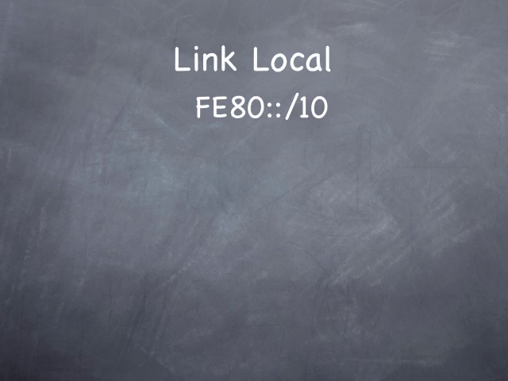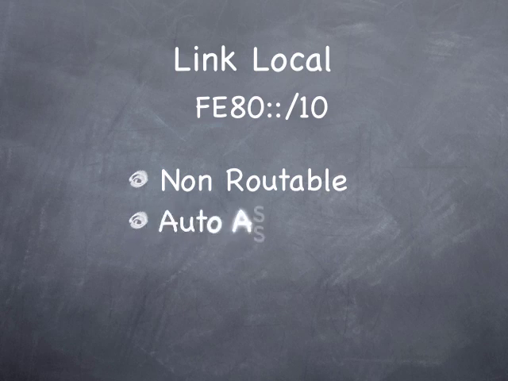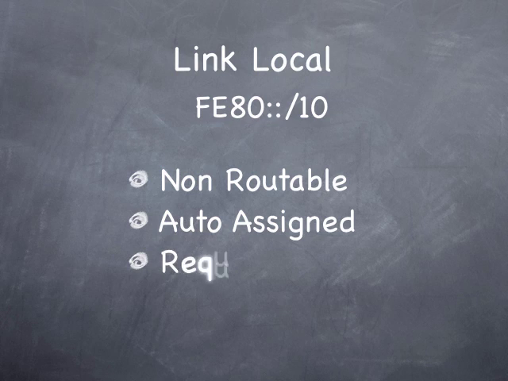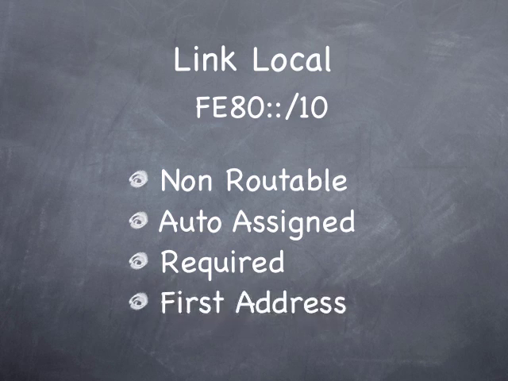So link local addresses, they always start with FE8. The FE80::/10 net block is set aside for them, and as a host boots up, it will pick one. They're non-routable, they're auto-assigned typically, and they are required. You cannot run IPv6 without at least one link local address, and as such, it's also the first address a host is going to pick as it boots up.